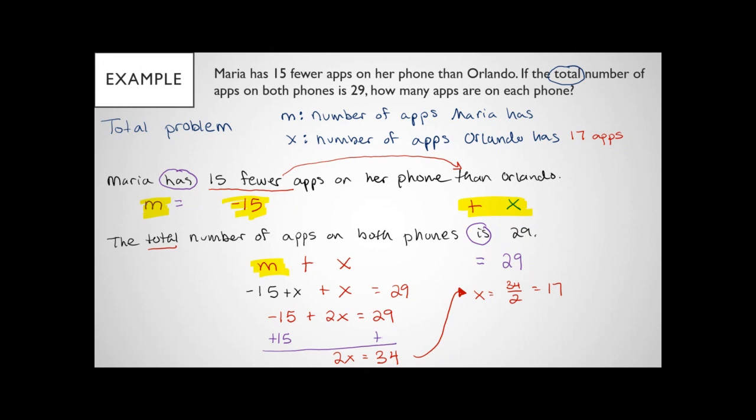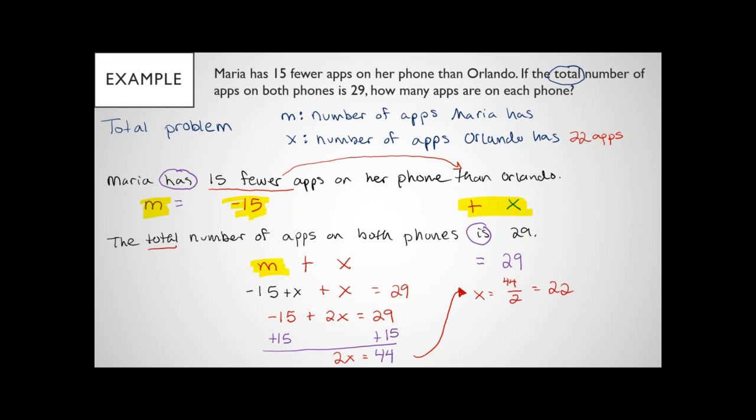It's on the fact that when I added 15 to both sides, I actually wrote 5 on one side. So it's really 29 plus 15. I need to make sure that I'm being consistent. So that gives me 44 instead of 34. So that's 44 divided by 2, which comes to 22. So Orlando has 22 apps.